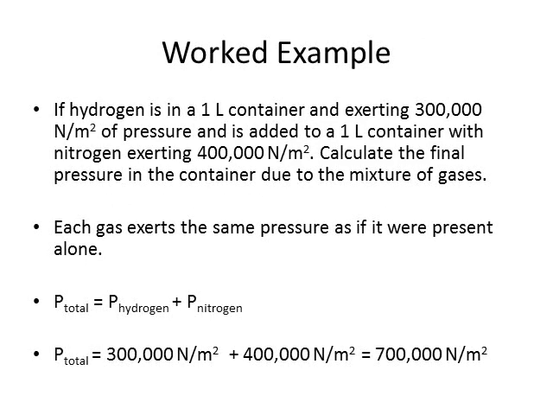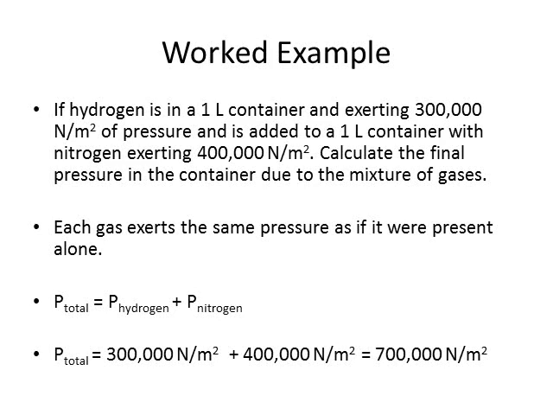So let's consider a worked example now. If hydrogen is in a 1 litre container and exerting 300,000 Newton per metre squared of pressure, and is added to a 1 litre container with nitrogen exerting 400,000 Newton per metre squared of pressure, calculate the final pressure in the container due to the mixture of gases.